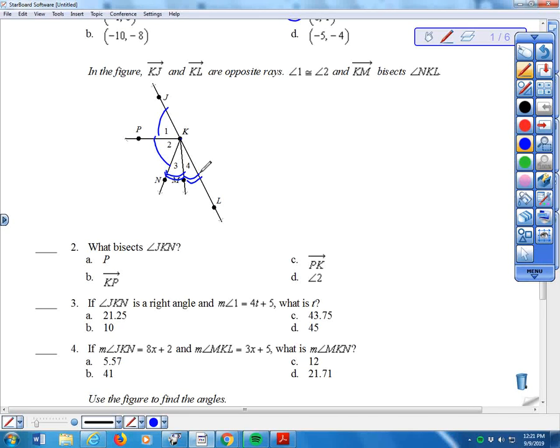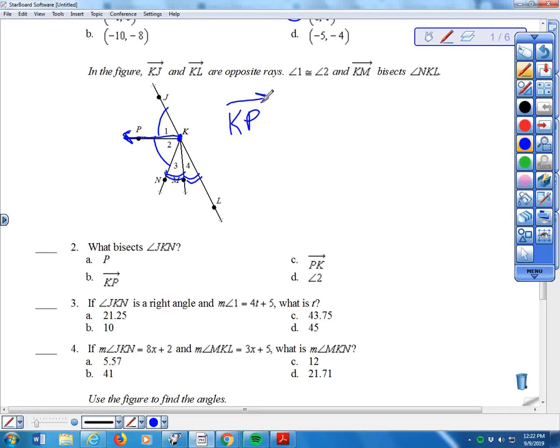Well, JKN is this angle. These two are equal, so this is the ray that bisects. And it always starts from a point and goes through another point in that direction. So I write this as KP with an arrow, letter B. Questions on that one?